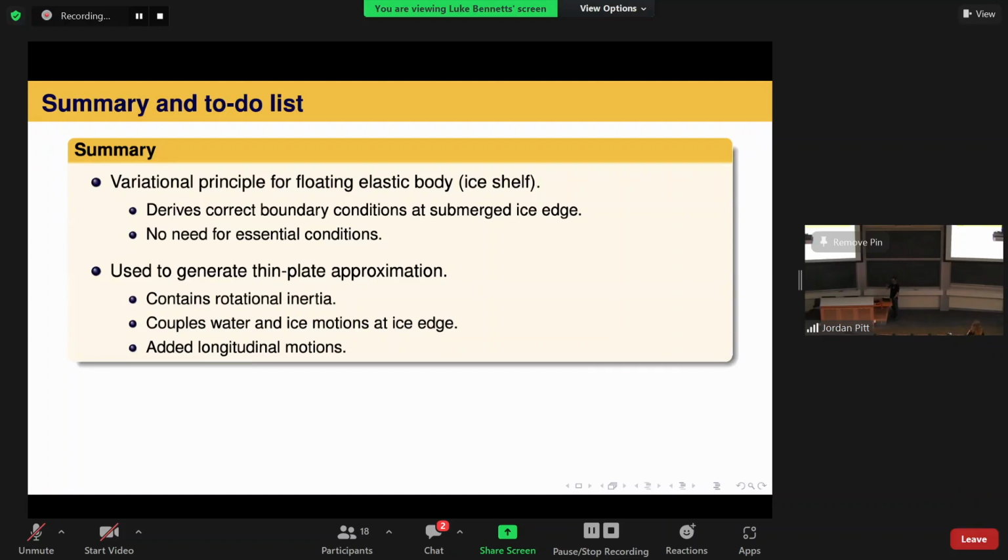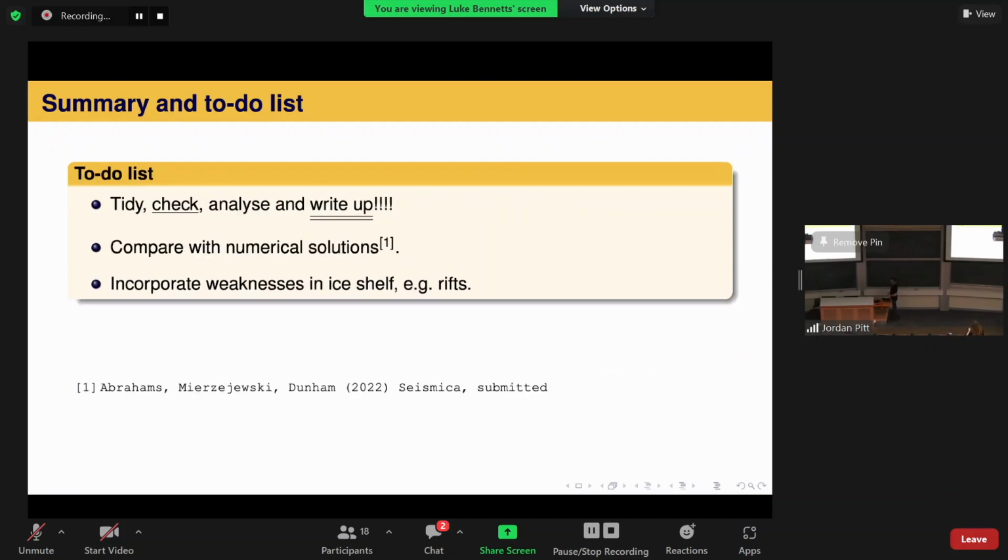So we derived this new variational principle for thick floating ice. It makes no approximations from the outset. I've used it to generate some new approximations where the main newness of those approximations comes in the couplings at the ice edge. Now, still a lot to do, a lot of analysis of the results. I think the main thing is I need to keep on telling myself that I need to write this thing up. It's been going on for a long time.